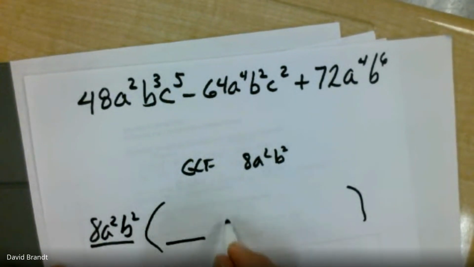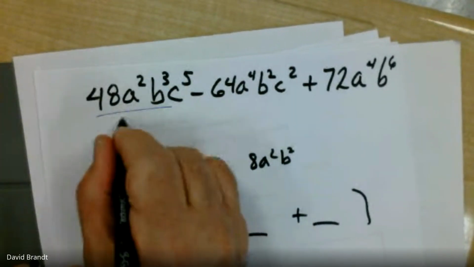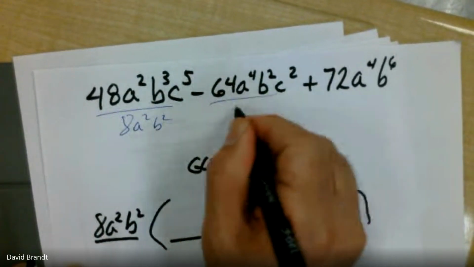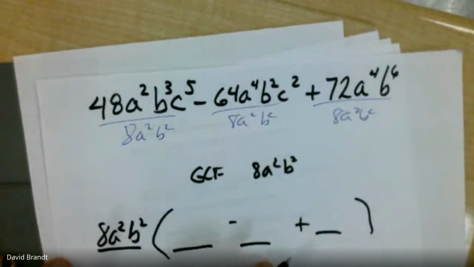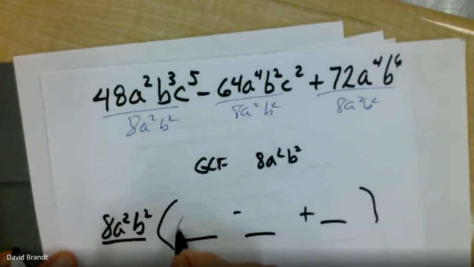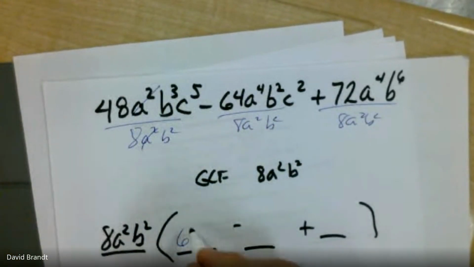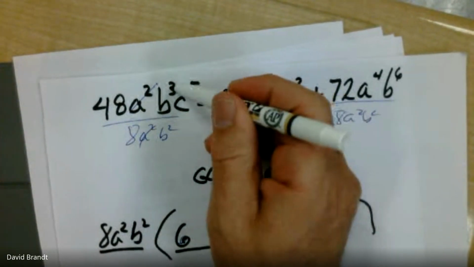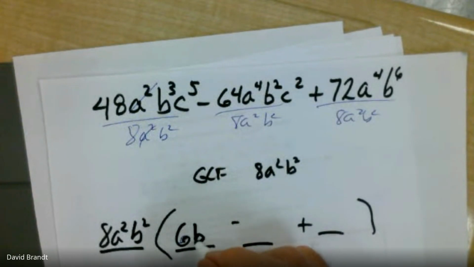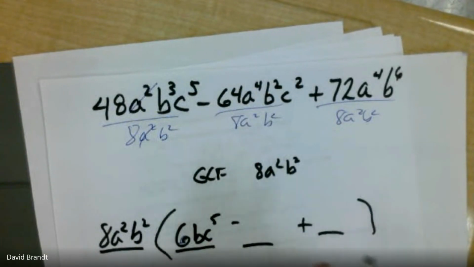Now let's figure out what goes on the inside. I went ahead and wrote the signs because I'm not taking out a negative. All right, let's put 8a squared b squared underneath all three. And let's see what's left. 48 divided by 8 is 6. Subtract the exponent on the a's, they're gone. So there's no a's left on that term. 3 minus 2 is b to the 1. There are no c's down here to subtract from, so that'll be c to the 5th.